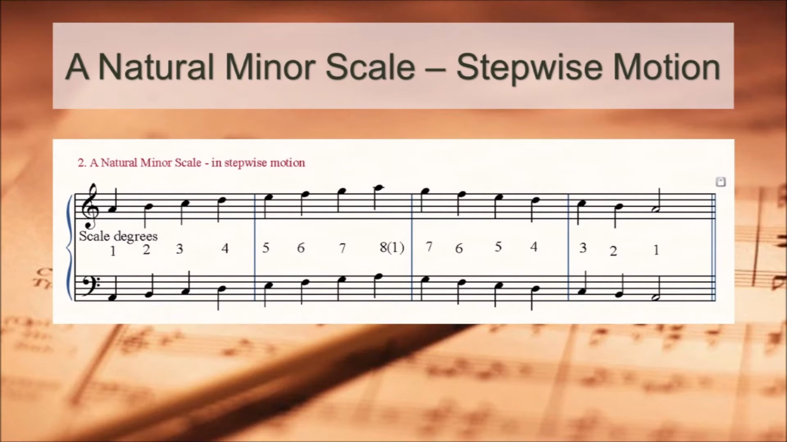And now you see it just goes backwards all the way down. 7, 6, 5, 4, 3, 2, 1. And that's the A natural minor scale in stepwise motion within one octave. Again, work this up on your instrument as far up as you can go, as far down as you can go, and then back to the tonic.